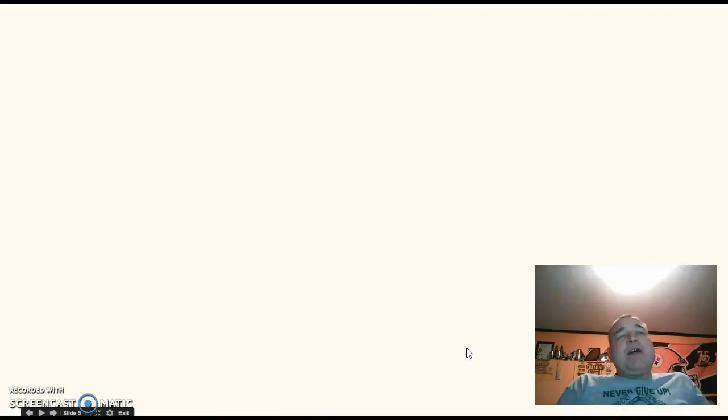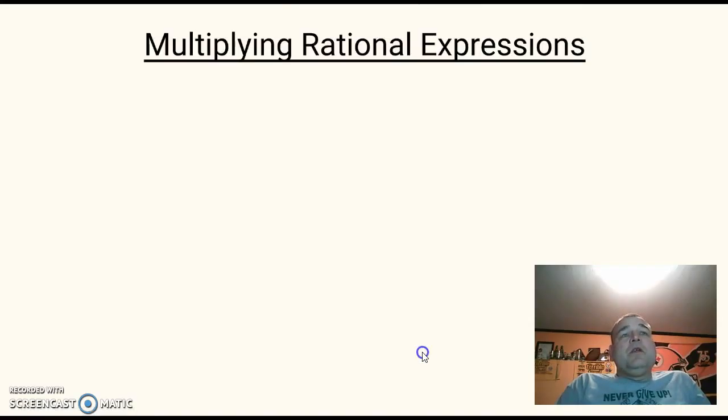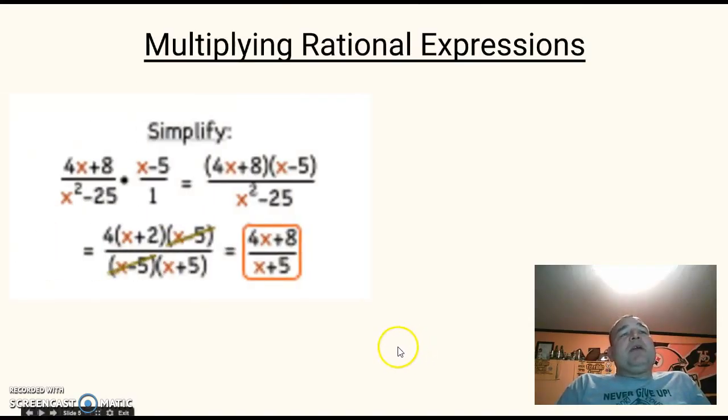Now that we know how to simplify rational expressions, we now want to be able to work with rational expressions, in our case, multiplying and dividing. So the first thing we're going to talk about is multiplying rational expressions. Take a look at this little bit fuzzy example. 4x plus 8 divided by x squared minus 25 times x minus 5 over 1. Well, remember that when you multiply rational expressions, just like when you multiply rational numbers or fractions together, it's numerator times numerator and denominator times denominator. Well, that's what we're showing you here.